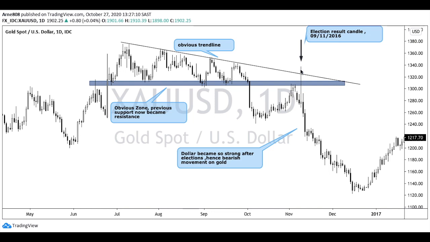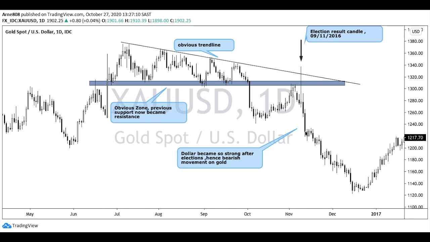So this is the same scenario that can happen this time. But we just have to be reactive and be cautious of not being in trades the day the president is going to be announced, or even a day or two before. We can enter later. If this rejected, we would have taken a sell here. Yes. So as you can see, the dollar became so strong after elections, hence the bearish movement on gold. So this is the view on gold. You can see it was bearish here, and remember what I said: when gold is going bearish, that means the dollar is strong. This was in 2016, the results.